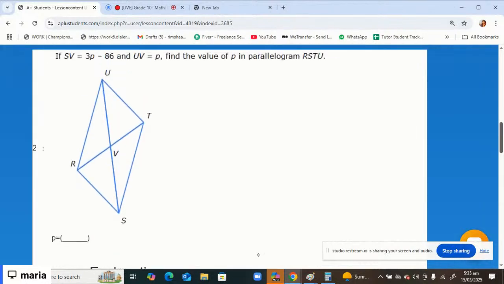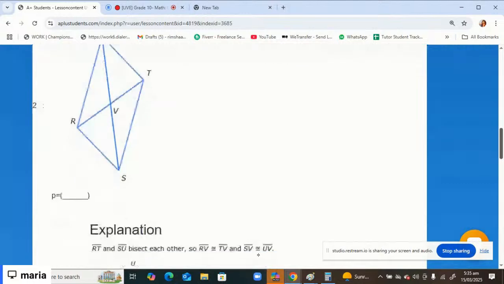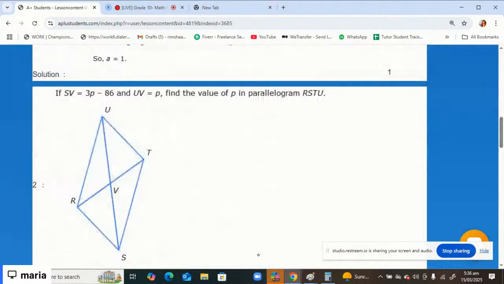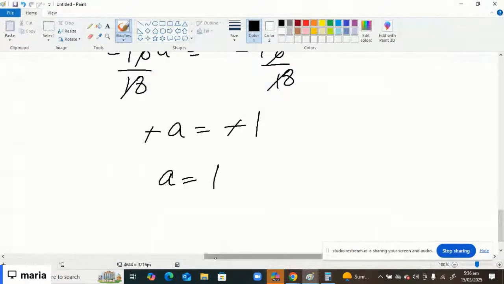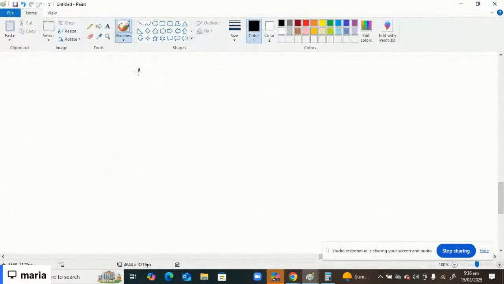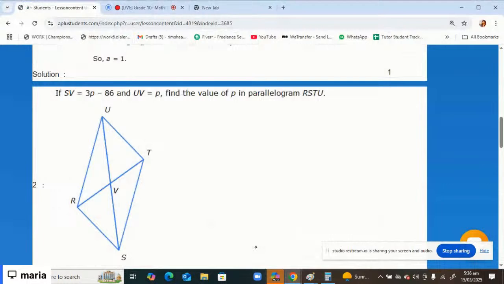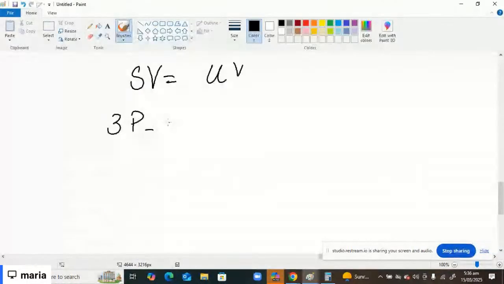So S V is equal to 3P minus 86. As we can see, S V and U V are equal. Why? Look at here. S V and U V, because this is the middle. When we equate them, let me just tell you, when we equate S V and U V. Okay, S V and U V. So what is S V? This is 3P minus 86. 3P minus 86 is equal to P.